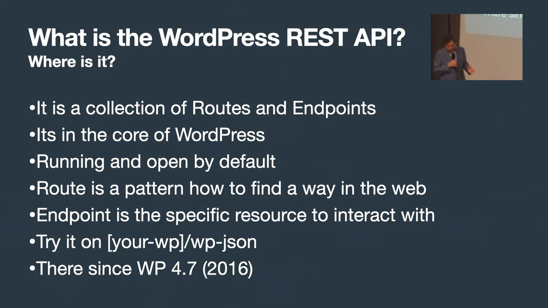The REST API of WordPress is a collection of routes and endpoints. What is a route? A route is something like an address, a specific URI, where you can reach some resources. And the endpoint is more or less the same, the way you can make requests on this route. So if you want to get something from WordPress, you can get it through the endpoint.